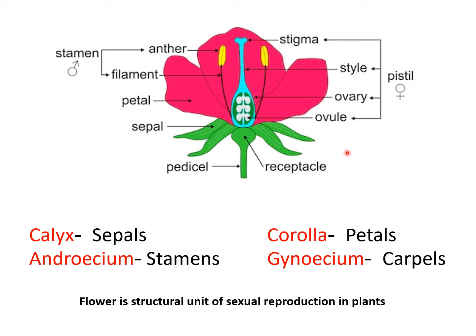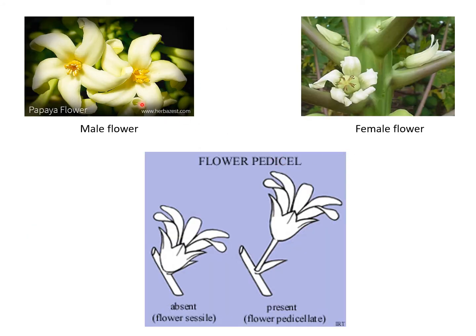Now when both male and female part are present in the same flower it is called bisexual flower. When male flower and female flower are different, then this plant is called unisexual plant. These are the flowers of papaya plant. This is the male flower and this is the female flower.